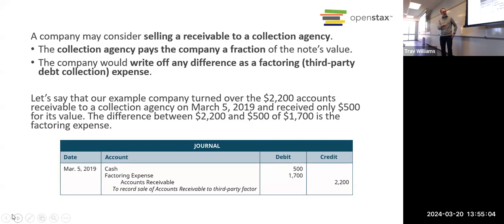So in this case, we've given up on collecting this $2,200. Person's just not going to pay us. Well, that means we don't get the money. But if there is a company out there that will buy this debt from us, at least we're getting something, right? Better than nothing. So if we find this collection agency that says, yes, we'll give you $500, great, we'll take it. And then they'll go and try to collect the $2,200.